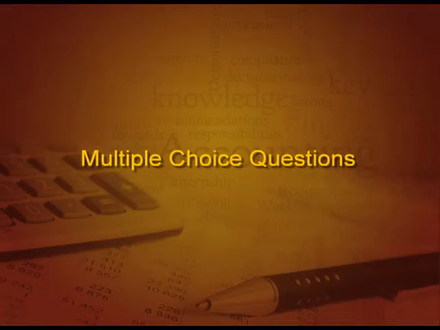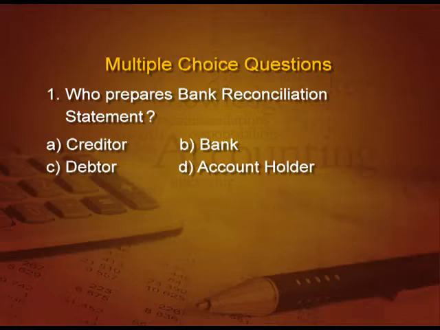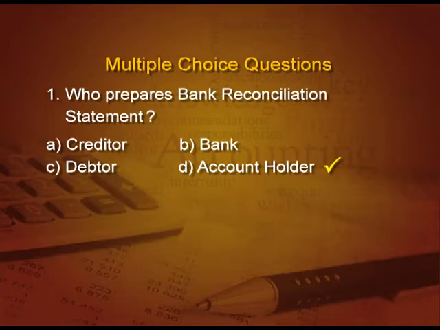Now, let us see what we have understood till now by way of a few multiple choice questions. First question is, who prepares a bank reconciliation statement? Options are creditor, bank, debtor or account holder. No, it is not bank, it is account holder, because you want to tally your accounts. So, you have to make it. Bank is not your servant.